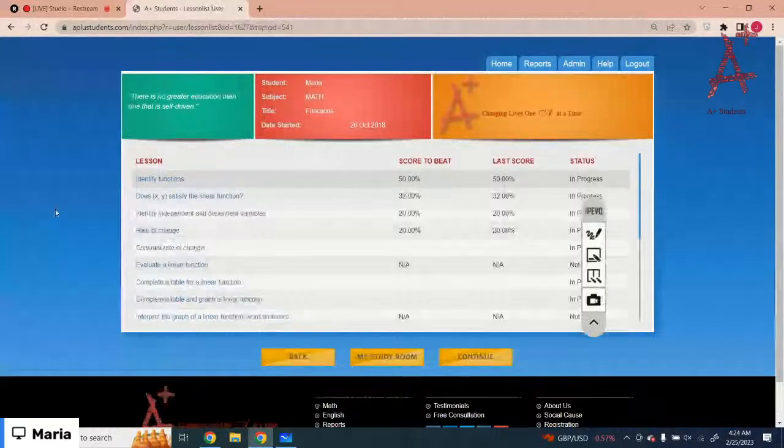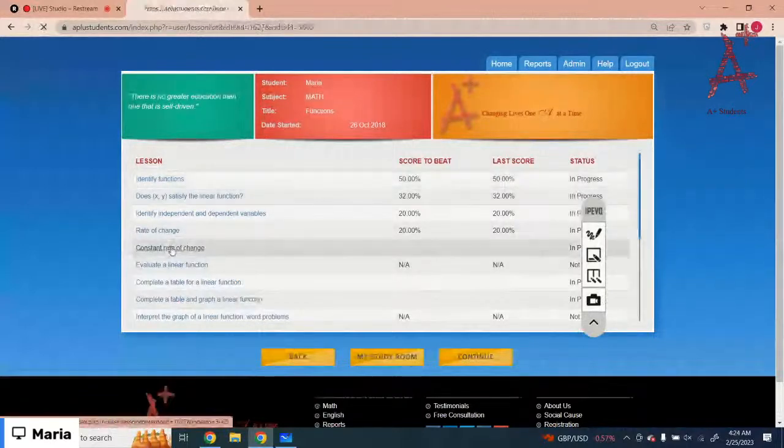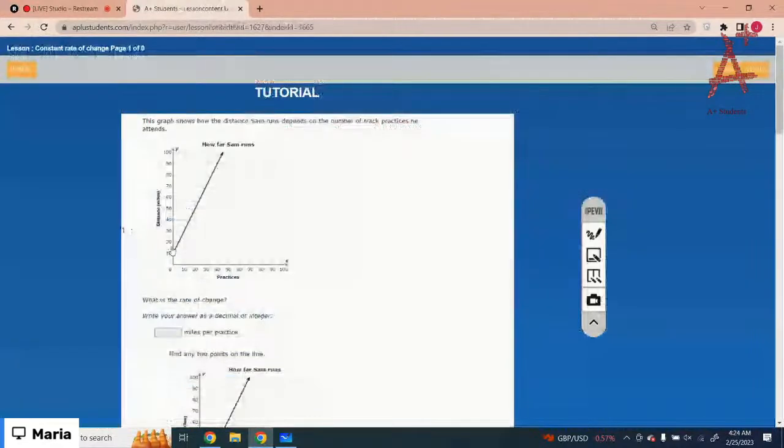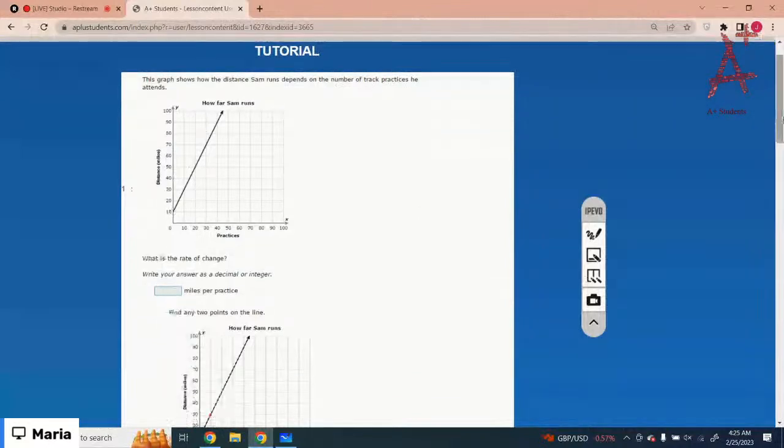constant rate of change. We're going to start with constant rate of change. Just listen to me carefully. Let's start with the first example. This graph shows the distance Sam runs depends on the number of track practices he attends. What is the rate of change? So you have to calculate the rate of change. You are given the graph, and on the x-axis it shows the practices he attends, and on the y-axis it shows the distance covered by Sam. Got it?